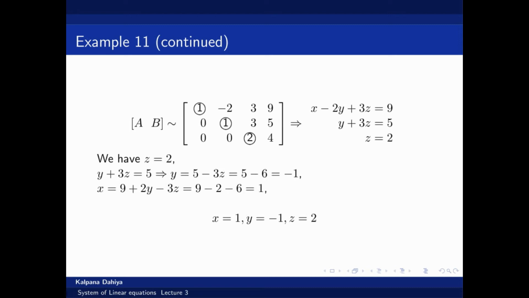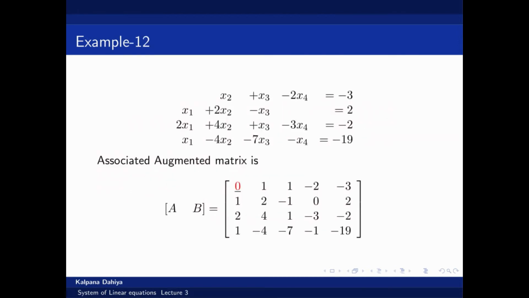Y plus 3z equal to 5. So this implies that y is equal to -1. We can substitute the value of z. Now z is 2, y is -1. Now we use the first equation, that is x minus 2y plus 3z equal to 9, and from here we get x equal to 1. So finally this system has a unique solution, and it is given by x equal to 1, y equal to -1 and z equal to 2.